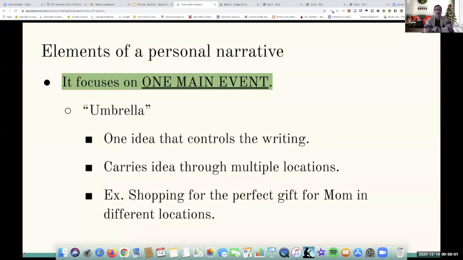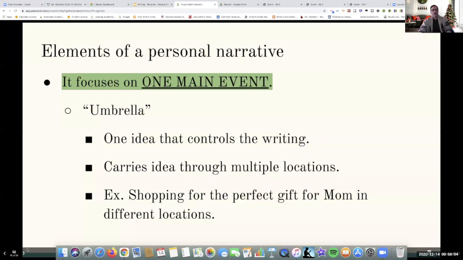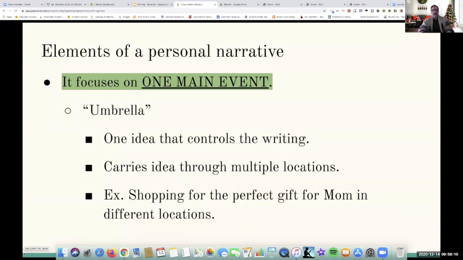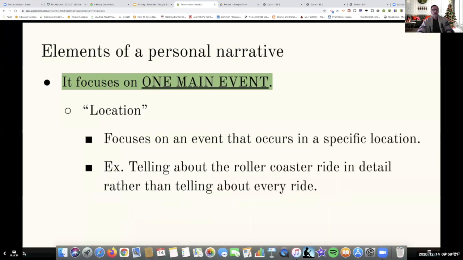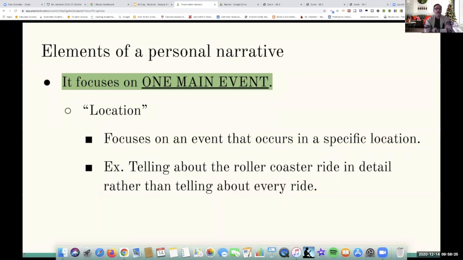So that's what's referred to as an umbrella Zoom. There's one idea that controls the writing. It can span across multiple locations, but it is tied together with one idea. Okay. Now, the other type of Zoom, so we have the umbrella, the other one is referred to as location.